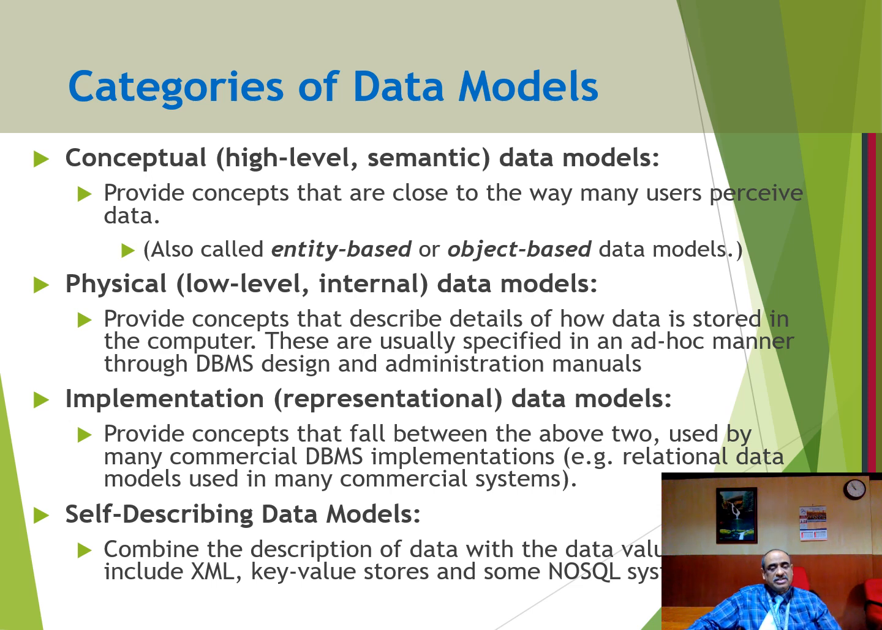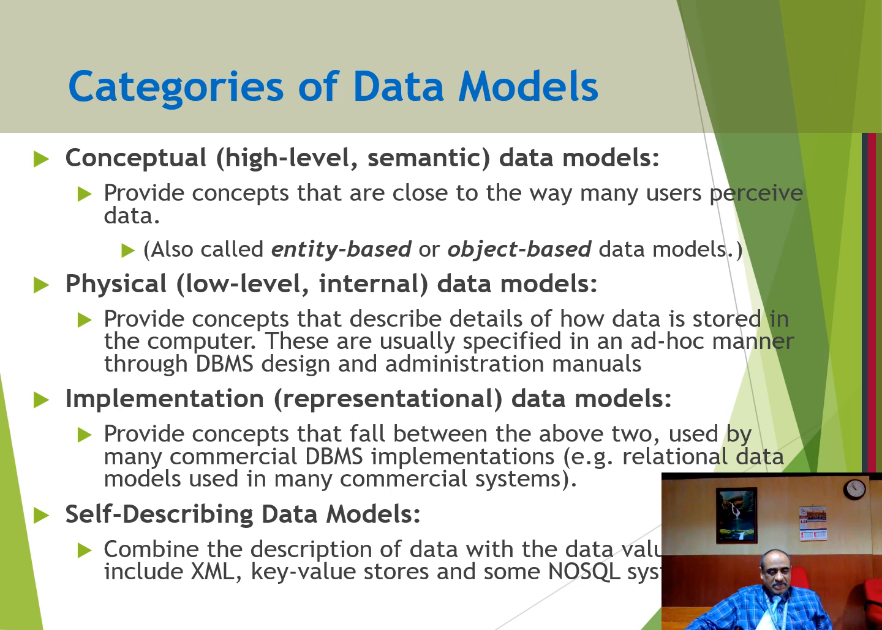The third model is called the implementation model or representation data model. These are the traditional data models used by many commercial DBMS implementations. This can be further classified into three types. The first one is the relational data model, the second one is the network data model, and the third one is the hierarchical data model. Now the network model and hierarchical model are not widely used, but we are currently using the relational data model.